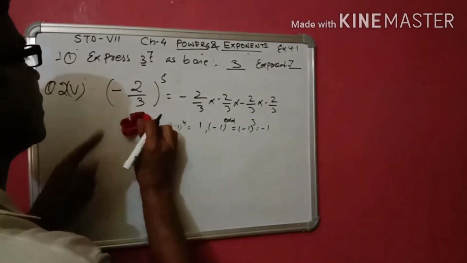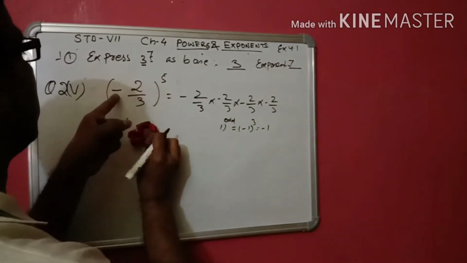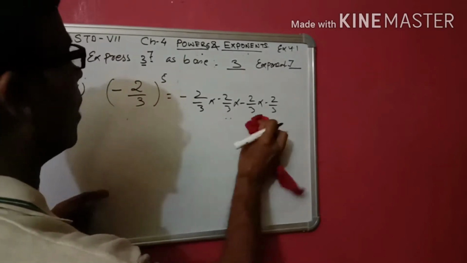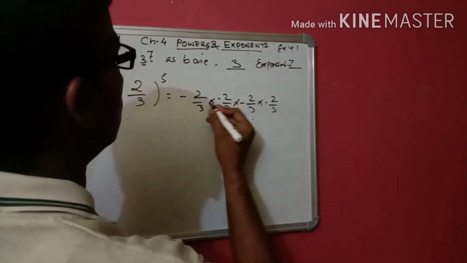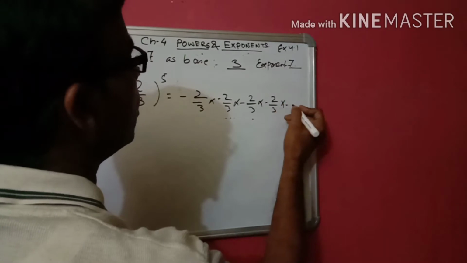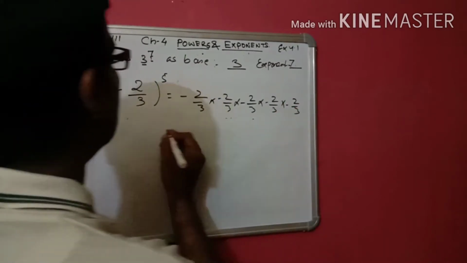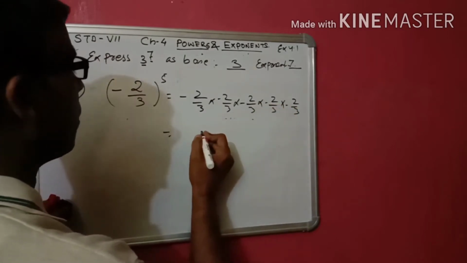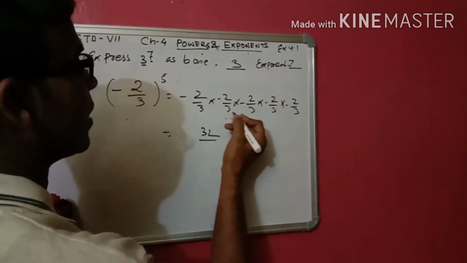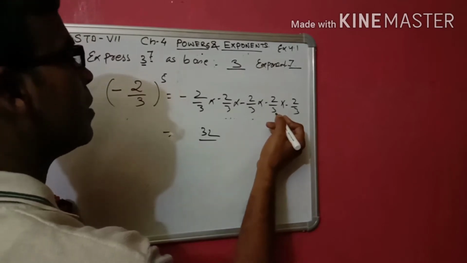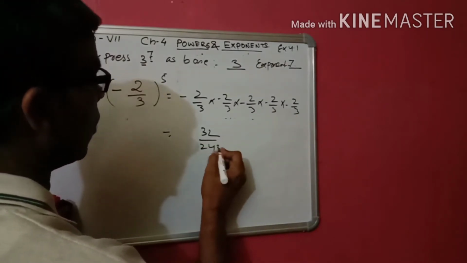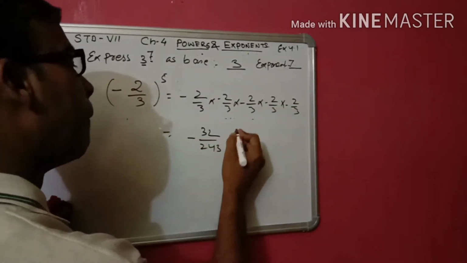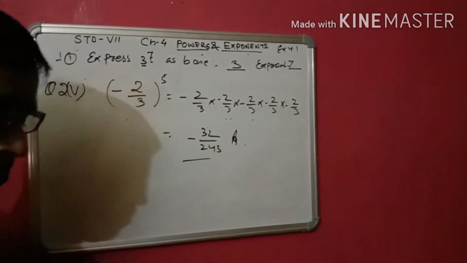So here the number is negative, but the power is an odd number. So we can write minus 2 by 3 five times. 2 into 2, 4, 4 into 2, 8, 8 into 2, 16, 16 into 2, 32. And for the denominator, 3 3s are 9, 9 3s are 27, 81, 243. This is five times, an odd number, so it will be minus. Write it down please.